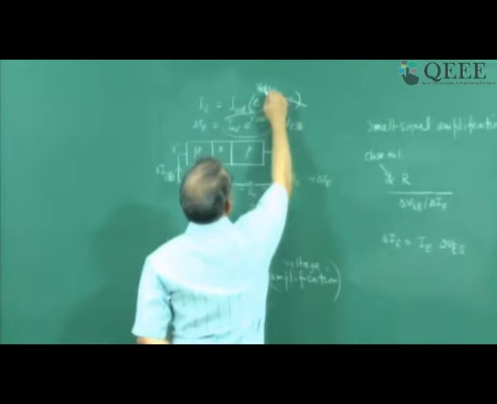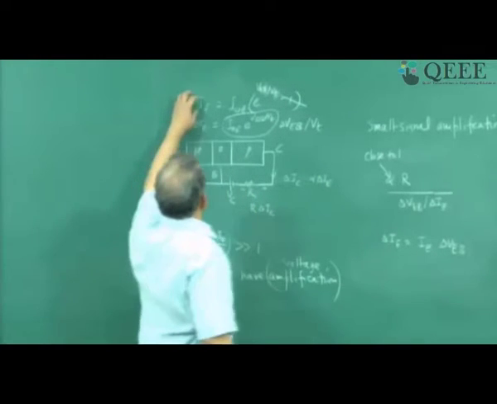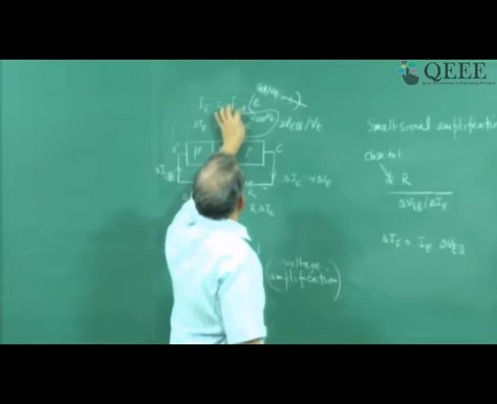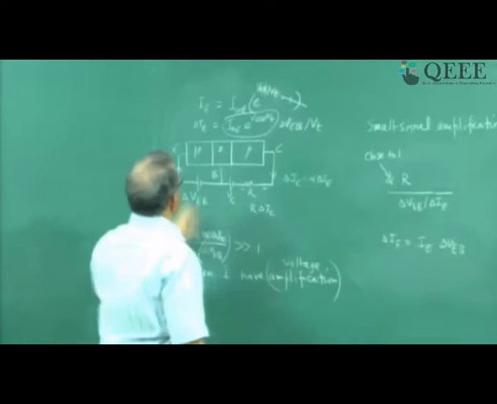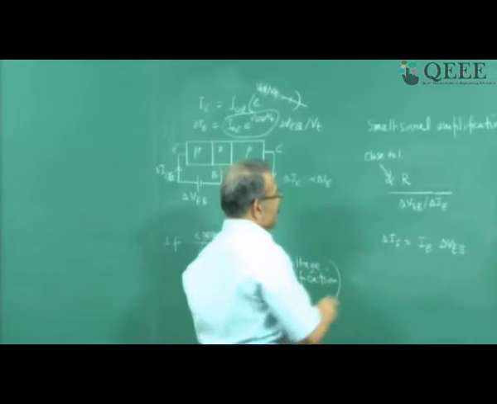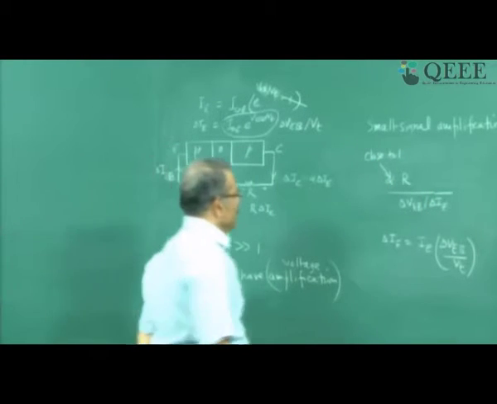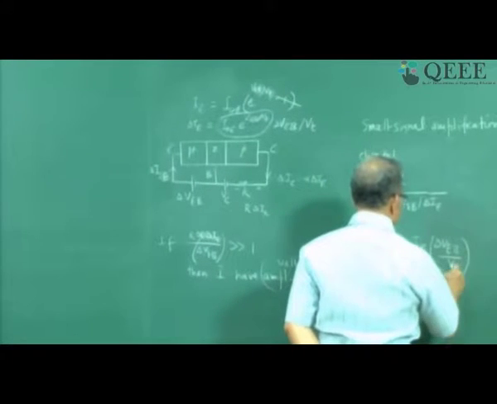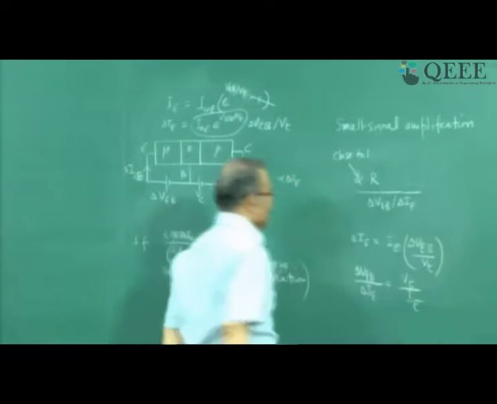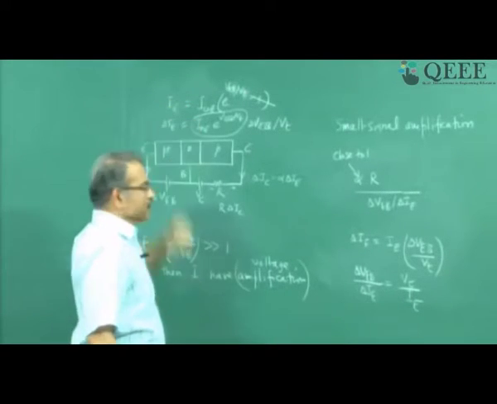Now I should also include the VT. So delta VEB by VT. When I differentiate this, delta IE is equal to I naught E into exponential VEB by VT into delta VEB by VT. So from here I can get delta IE by delta VEB, and that is what is written here. From here I get delta VEB by delta IE is equal to VT by IE. That is what I get by differentiating this diode equation.